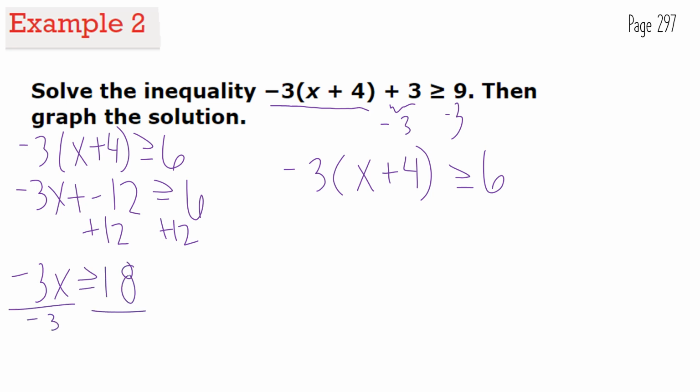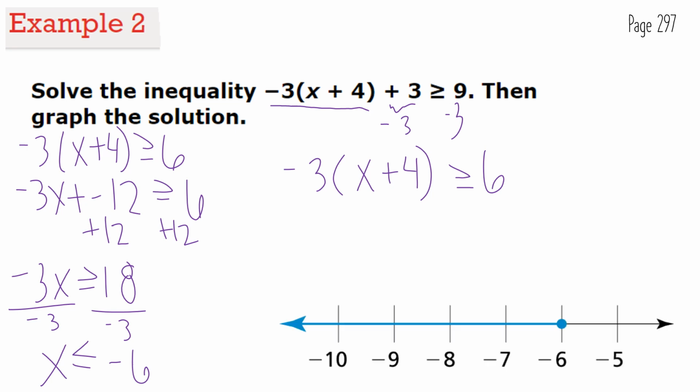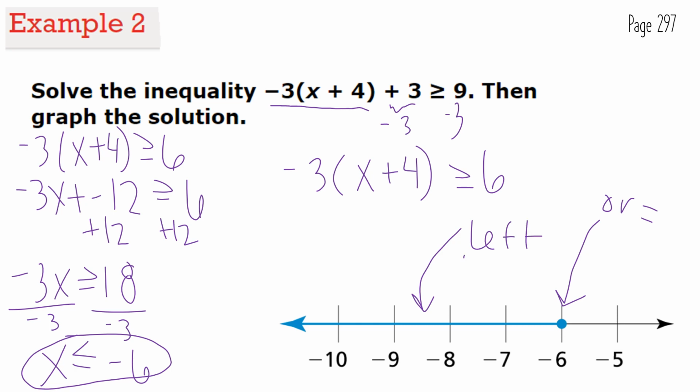Divide both sides by negative 3. So x, flip the inequality, is less than or equal to negative 6. So a graph of the solution would look like this. It's a filled in point because it's or equal to, and it's pointing left because left is the same as less than. They both start with L is how I remember it. Oh, and that was example 2 on page 297 of your textbook.